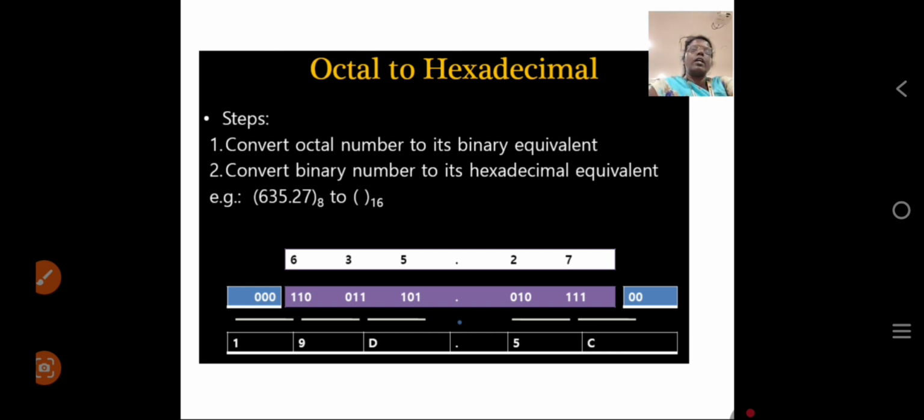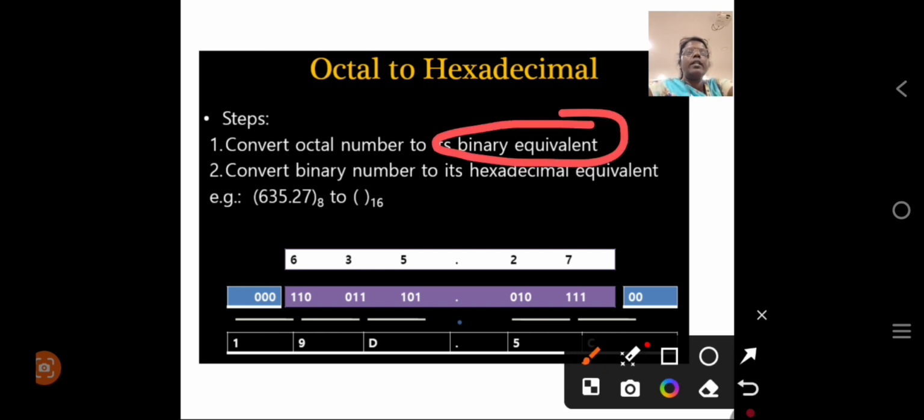Okay, so here is one example I have given, octal to hexadecimal number system, how it can be converted. First the octal number should be converted to its binary equivalent, and then we can convert that binary number to its hexadecimal equivalent. So here is the whole number given, 635.27 base 8, which is the octal number.